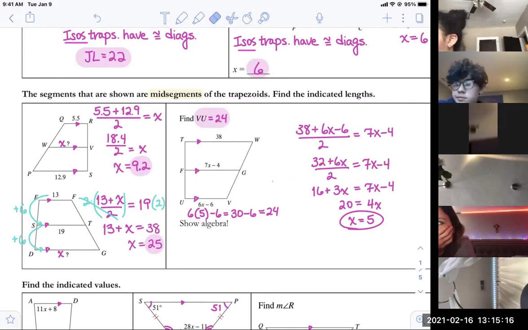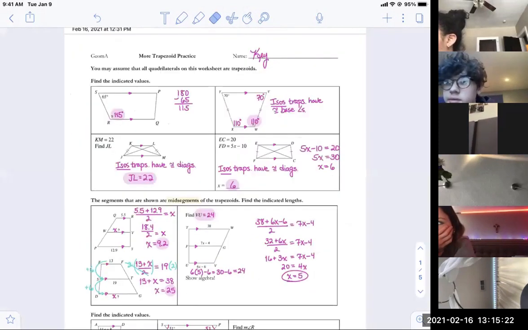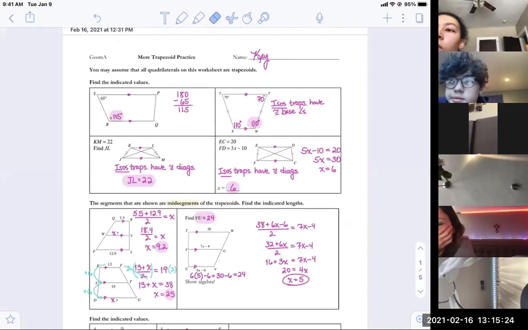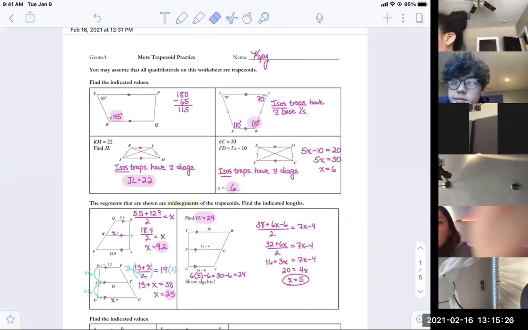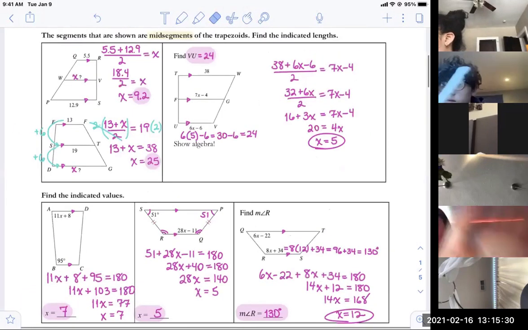I think that's left over from something else. Questions on the first top 2/3 of trapezoids? Okay, here's the bottom ones there.